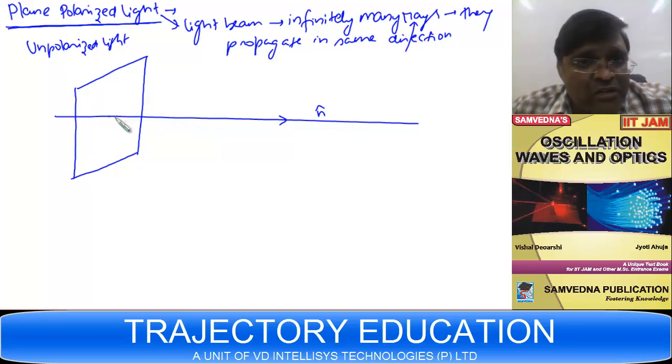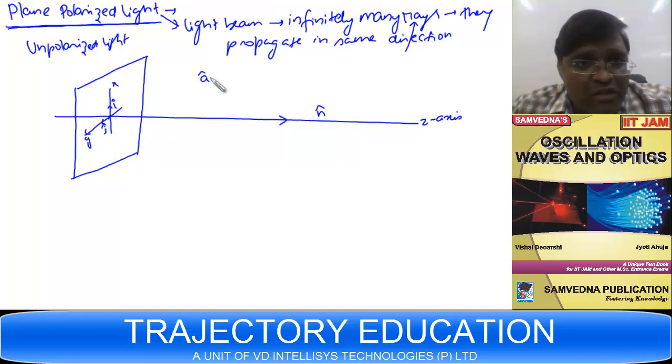There are infinitely many directions, right? But if I ask you what is the number of independent directions, suppose this is the z axis, then you have two independent directions, one along x, the other along y. So x and y are two directions, right? This is described by the i vector and this direction is the j vector. The rest of the directions can be written as a linear combination of i and j.